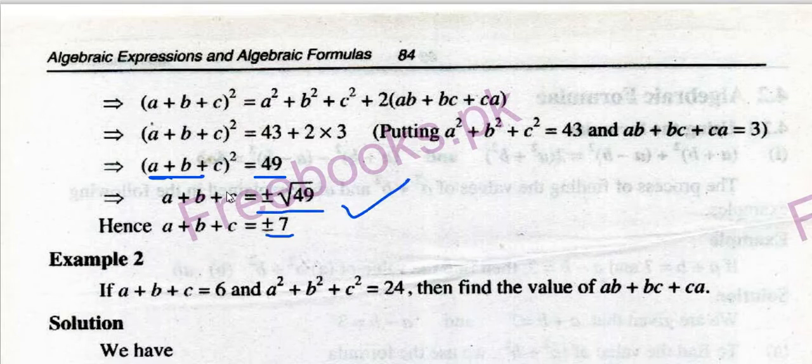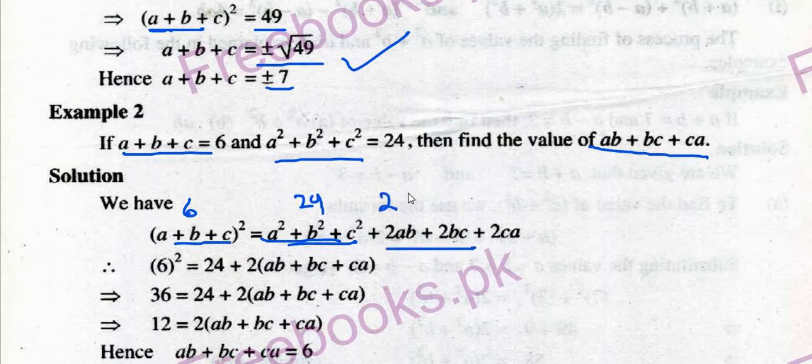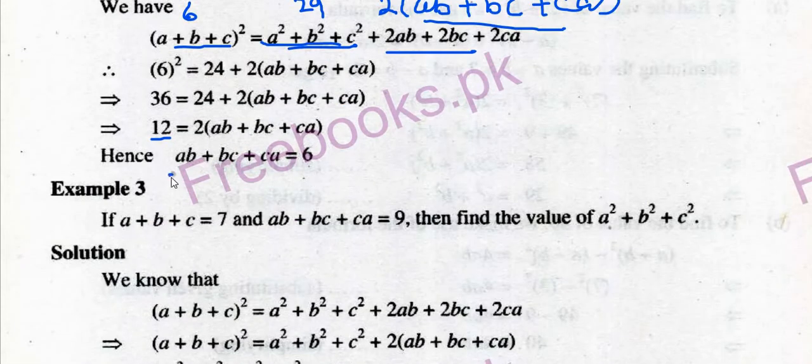Clear? Similarly, if this term is given, you can find the value of this. This is the formula. a + b + c is 6. What is this? 24. And this is unknown, just take 2 as common, (ab + bc + ca). 2 is a constant, this is unknown. Just put 6 square is 36. 36 minus 24 is 12. Divide by 2 on the left hand side, you will get 6. So the value for this is 6.